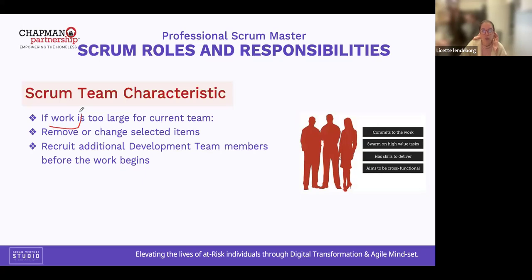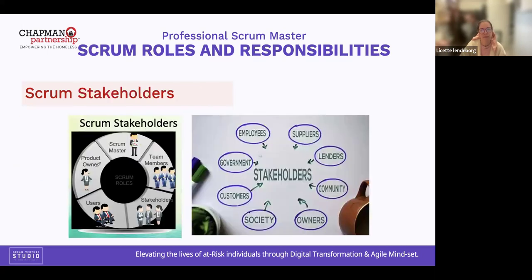If the work that we need to do is a lot of work for the current team, we can remove or change selected items. Recruit additional development team members before the work begins. Those are recommendations, not a big deal for the exam. We talk about the stakeholders, and we have some examples: employees, government, customer, society, owners, community, lenders, and suppliers.